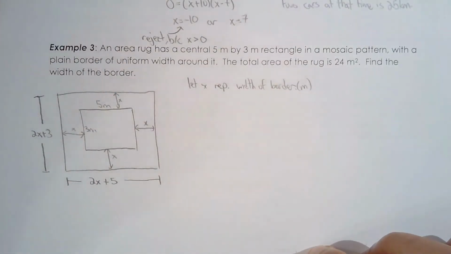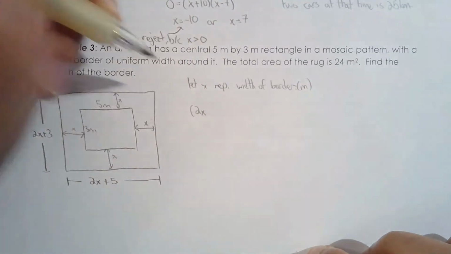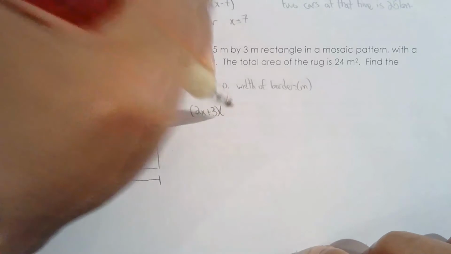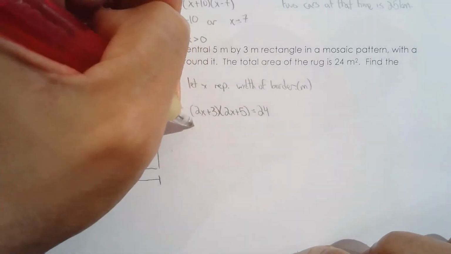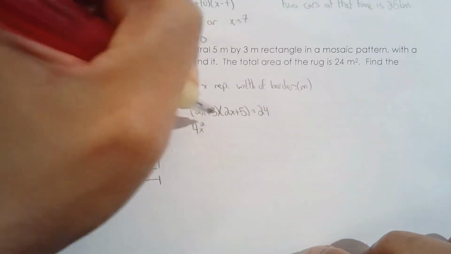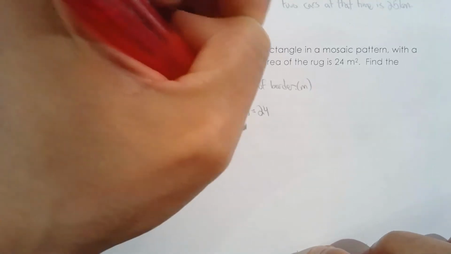And this is in meters, of course. So now I think we're ready to build the equation, because there's one little fact we have yet to use, which is the total area of the rug. So it's (2x plus 3) times (2x plus 5) is 24. So solve that quadratic equation, no problem. 4x squared, this is 10 plus 6 is 16x plus 15, set equal to 0.